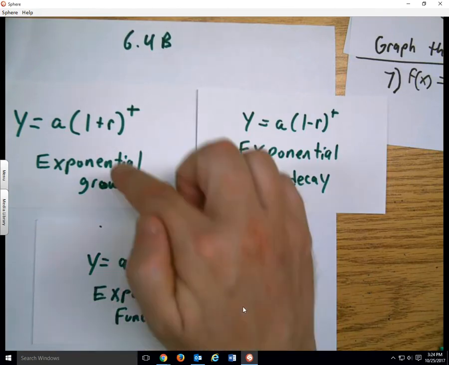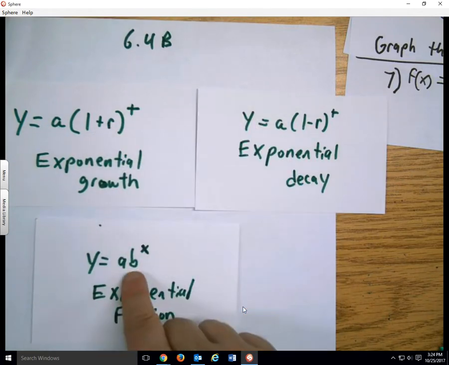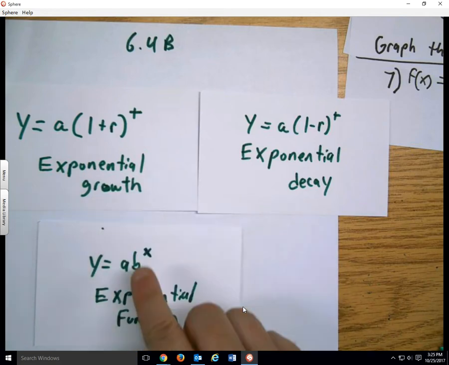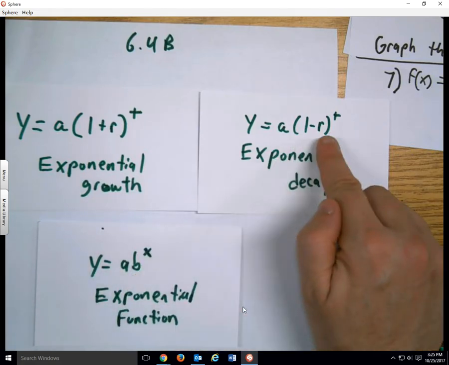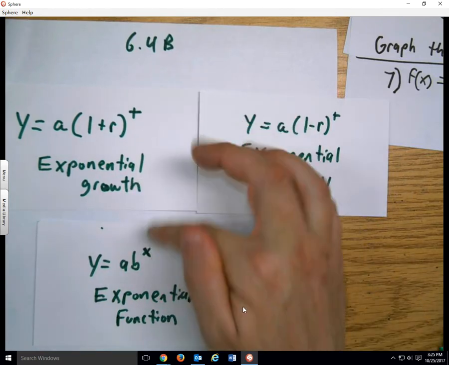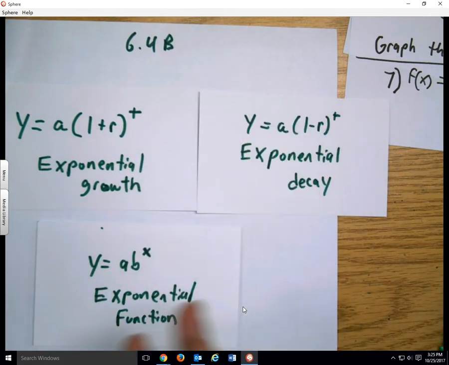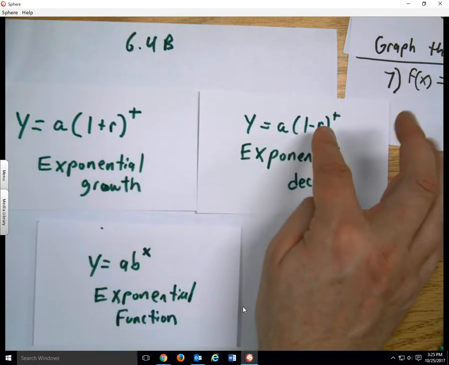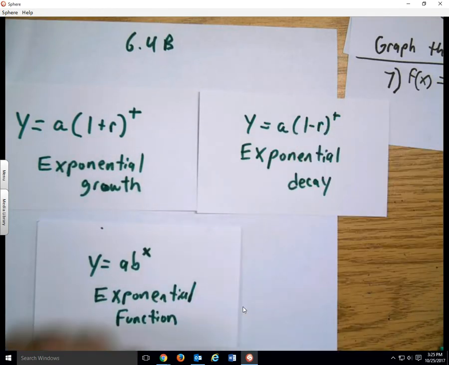The only difference is that the b is a 1 plus r on the exponential growth, and the b is a 1 minus r on the exponential decay. And of course, instead of an x, they're calling it a t, but it's the same thing. It's the same format. You're just adding to 1 or subtracting from 1 for the decay. So it's really the same idea of what we've been doing the whole time when you do these exponential growth and decay.